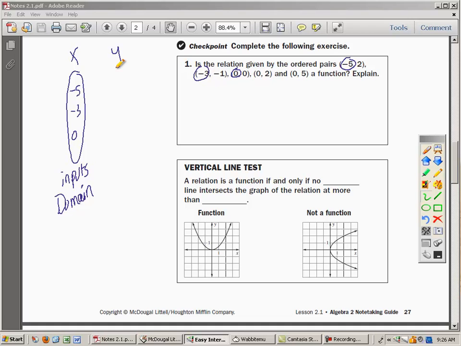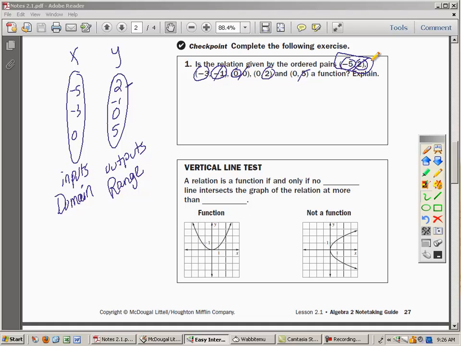And then we're going to go ahead and list our outputs, or what we refer to as our range. And the numbers in the range are 2, -1, and 0. We already have a 2 in our output, so we don't have to write it again. So we've got a 2 here, and then let's go ahead and put our 5 in here. So now we've listed the inputs and the outputs, and now let's make our mapping.